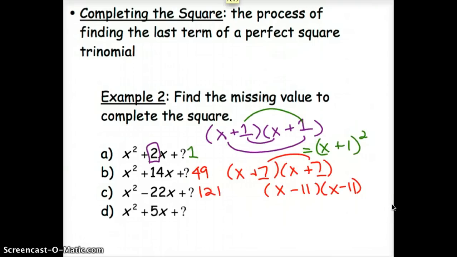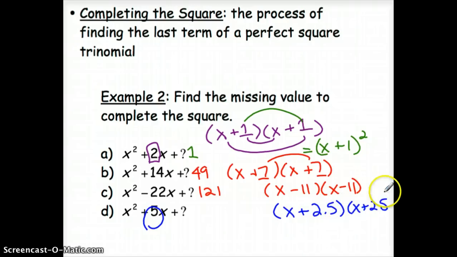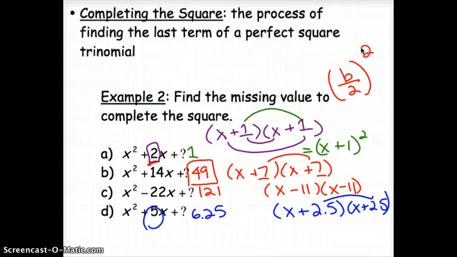And then this last one's going to be a bit harder. x squared plus 5x plus something. So now to get the 5, if they're both the same, this time I'm going to have to do x plus 2.5 times x plus 2.5. And if I multiply those together, I'm going to get 6.25. So what I hope you noticed is that to get this last term when you're completing the square, you take this b value, take half of it, and then square that. You're multiplying it by itself.